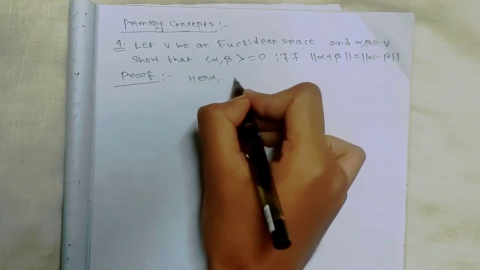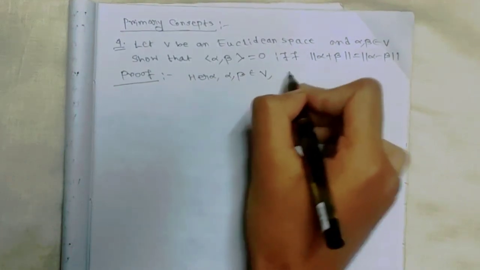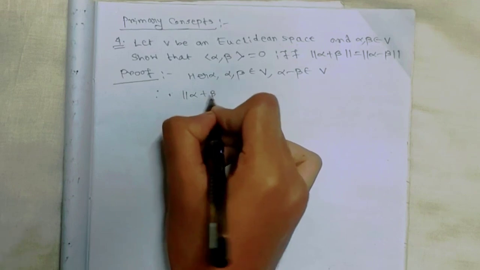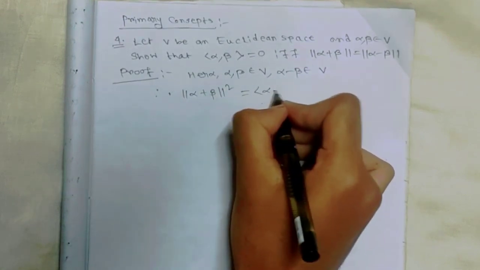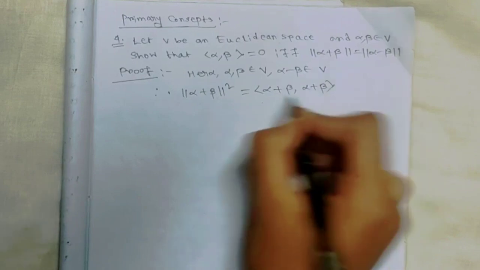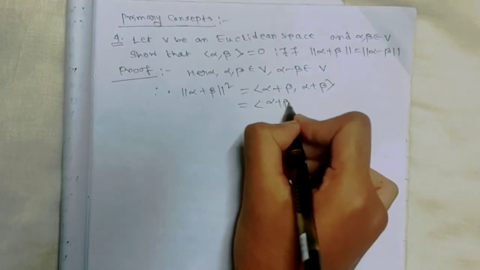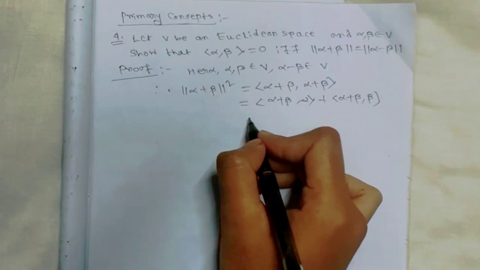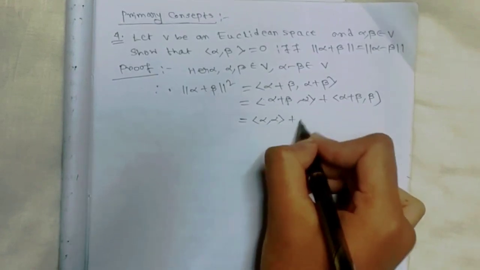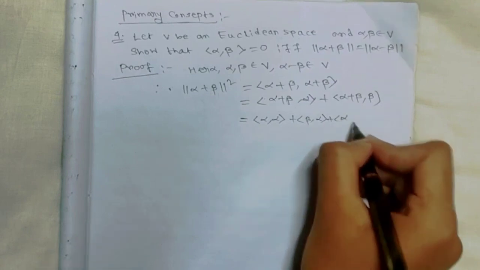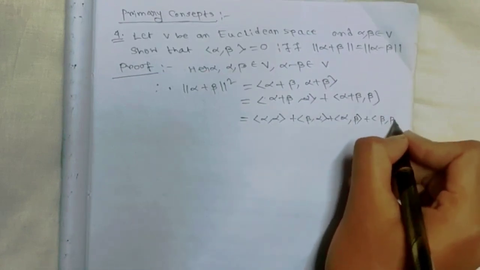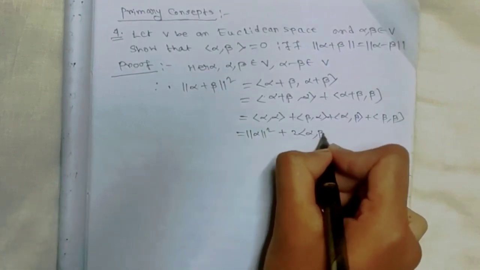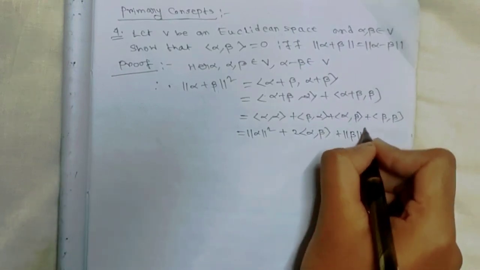Here alpha and beta belong to V, so alpha minus beta belongs to V. Therefore norm of alpha plus beta squared equals the inner product of alpha plus beta, alpha plus beta, which equals the inner product of alpha plus beta, alpha plus the inner product of alpha plus beta, beta, which equals the inner product of alpha, alpha plus the inner product of beta, alpha plus the inner product of alpha, beta plus the inner product of beta, beta, which equals norm alpha squared plus 2 times the inner product of alpha, beta plus norm beta squared.